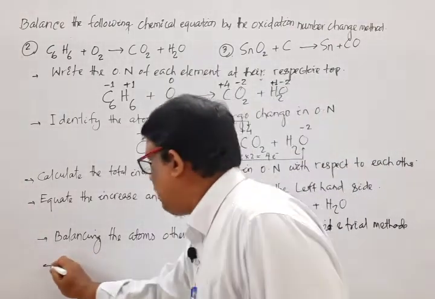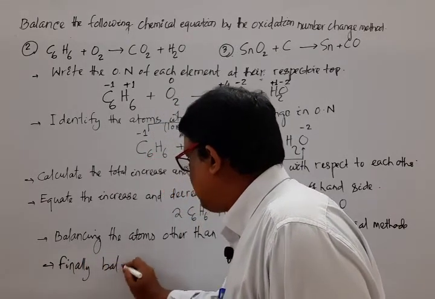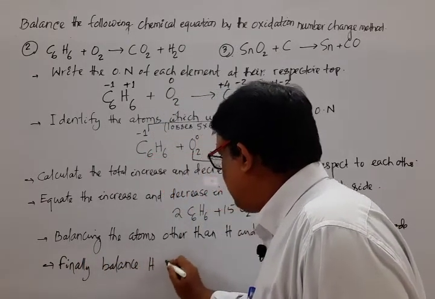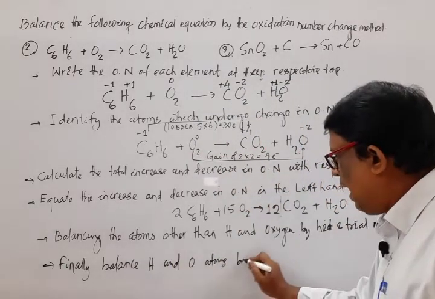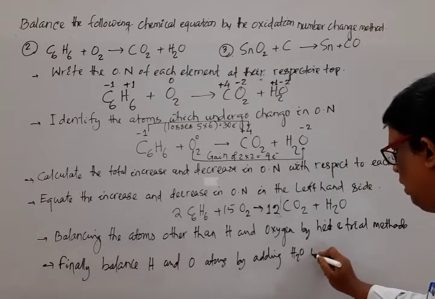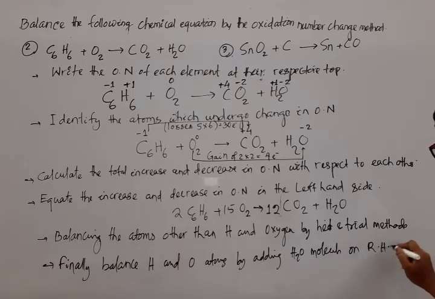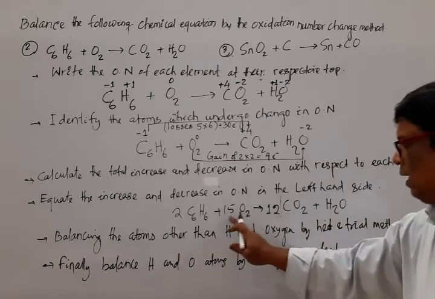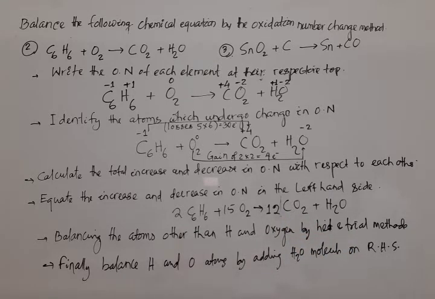Next point, finally, balance hydrogen and oxygen atoms by adding water molecules on the right hand side. Mark that. How many oxygen atoms are there? 30 oxygen atoms. Here it is 24. Then by balancing with water, that means I have to add 6.